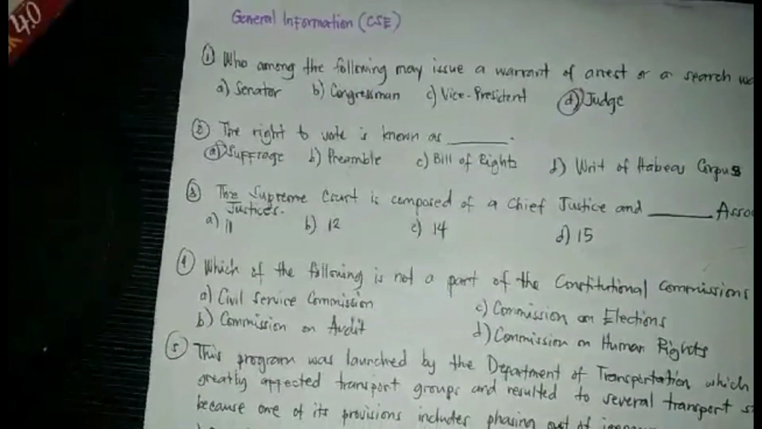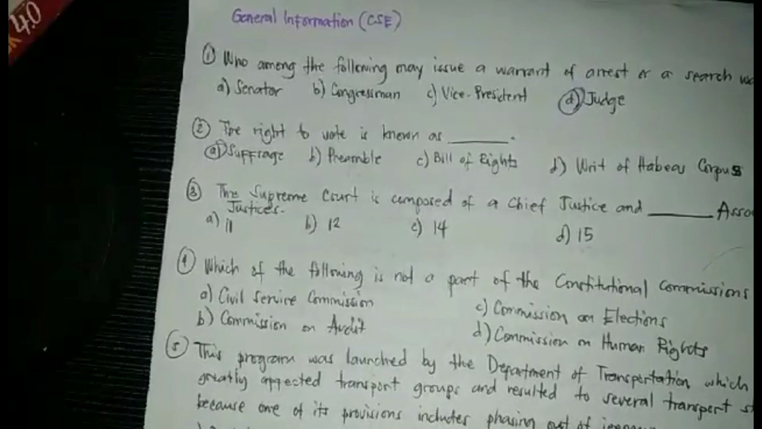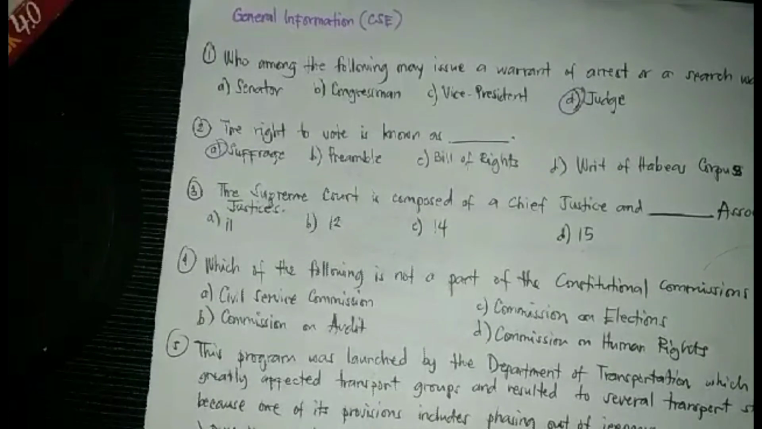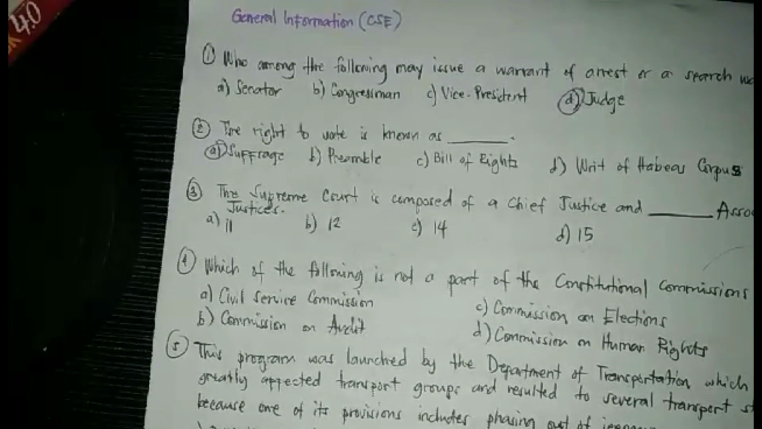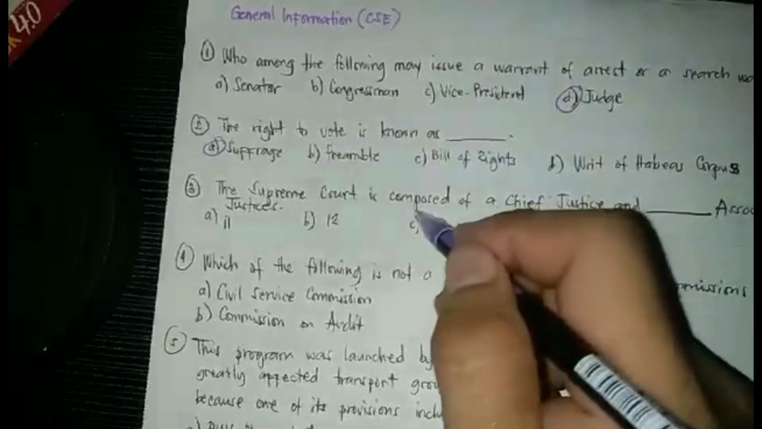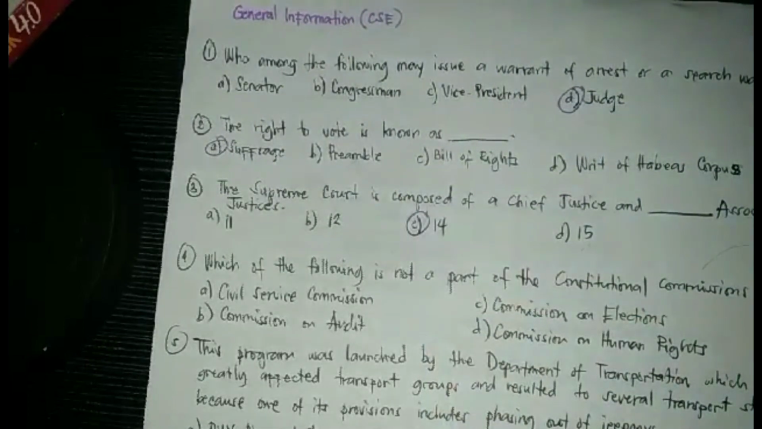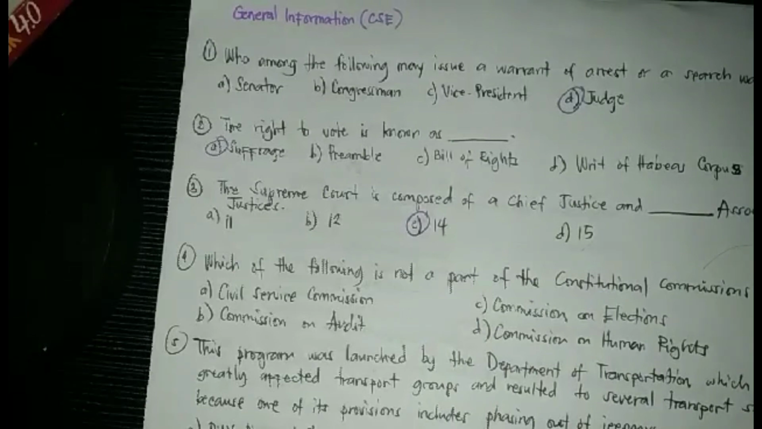Number 3. The Supreme Court is composed of a Chief Justice and blank associate justices. Meron po siyang 14 associate justices. So bali 15 po lahat yan yung kumakatawan sa Supreme Court. 1 Chief Justice and 14 associate justices.